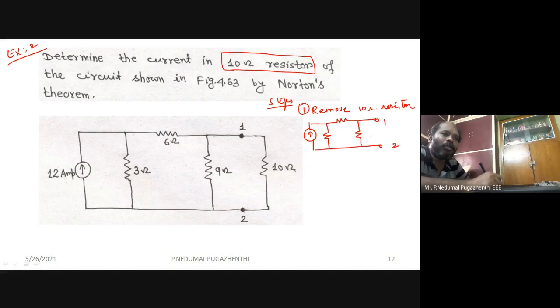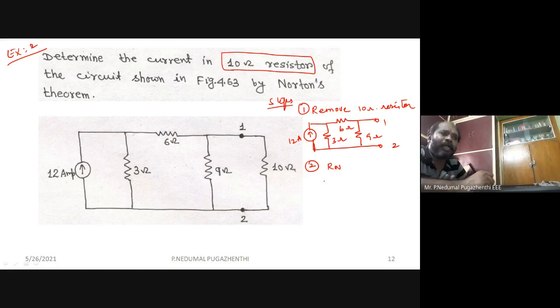1, 2, 9 ohm, 6 ohm, 3 ohms. This is my 12 ampere source. Okay, this is my first move. What is my second move? I have to find what is my Rn. Or I can find IN, whatever it is, but I will go for Rn.